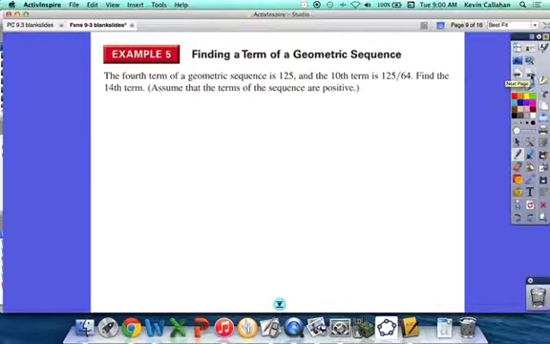Okay, the 4th term of a sequence is 125, and the 10th term is 125 over 64. Find the 14th term.